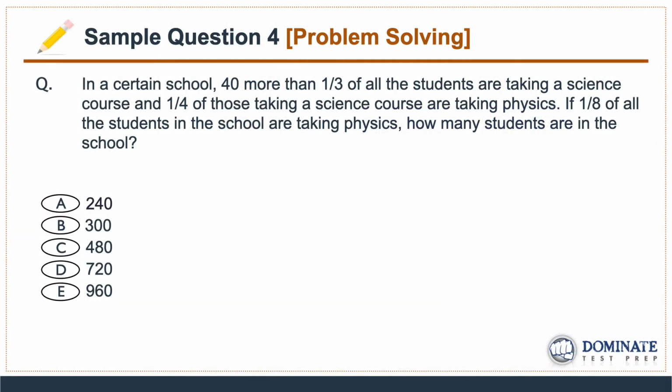So you see it on the screen, and by the way, I'll point out, they're all multiple choice questions, so you will choose one of those 5 possible answer choices. The question reads: in a certain school, 40 more than 1/3 of all the students are taking a science course, and so on. So you can press pause, you can try this question on your own if you want.